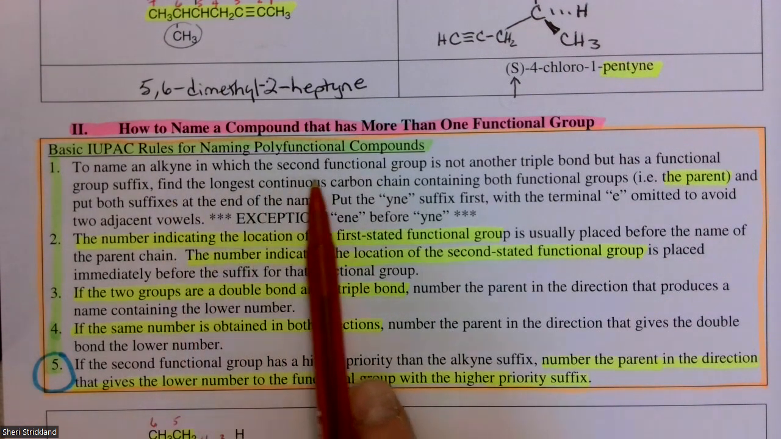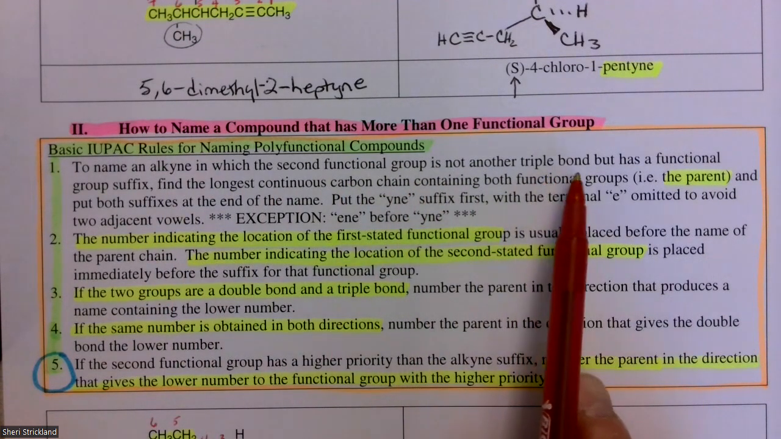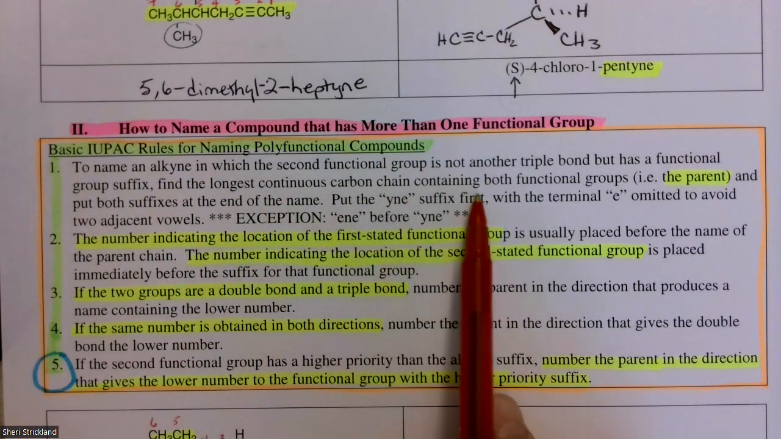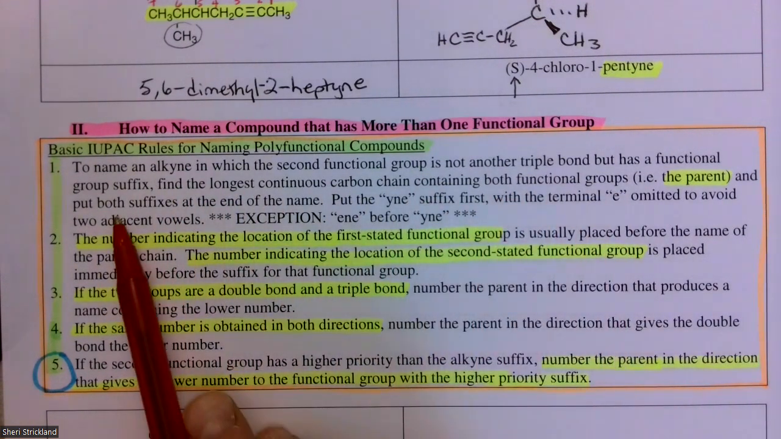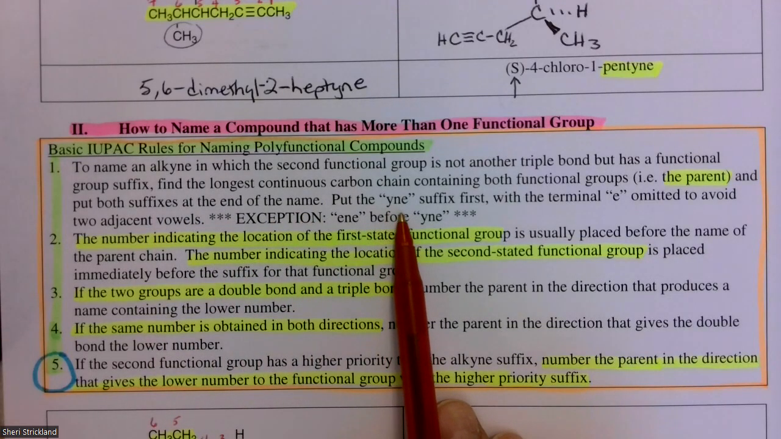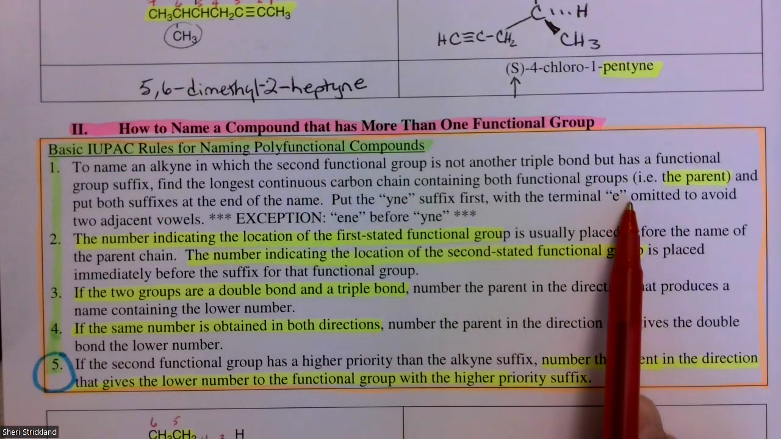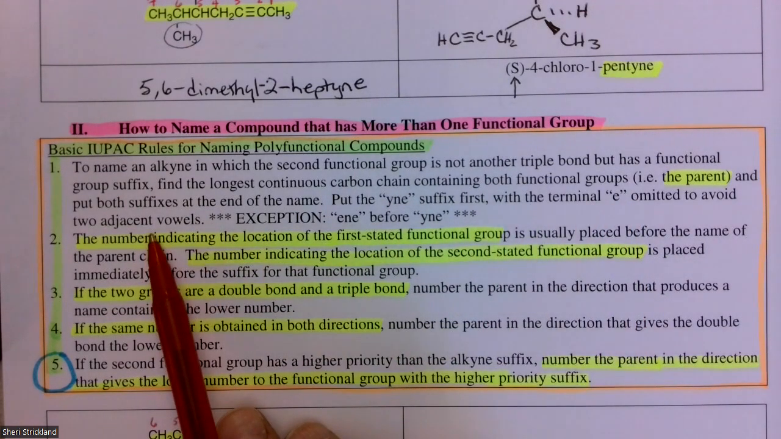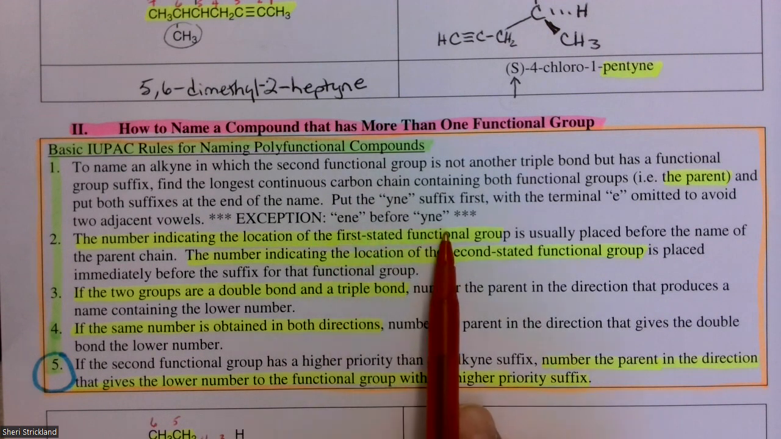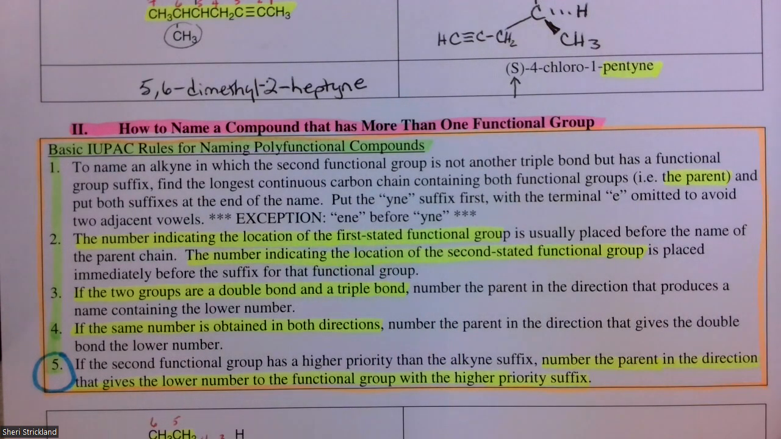So if you're going to name an alkyne in which the second functional group is not another triple bond, but has a functional group suffix, like an alcohol or an amine, or a double bond, you find the longest continuous carbon chain containing both functional groups and put both suffixes at the end of the name. The yne, the ine, is going to come first, with the terminal e omitted to avoid two adjacent vowels. The one exception to that is if your second functional group is a double bond, ene goes before yne. And so you just have to know that.